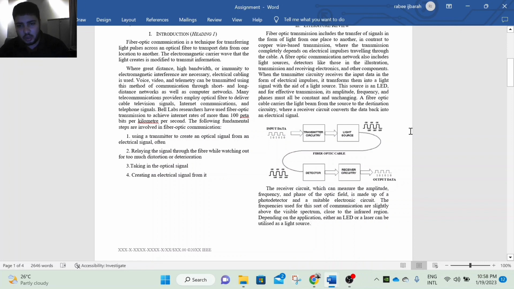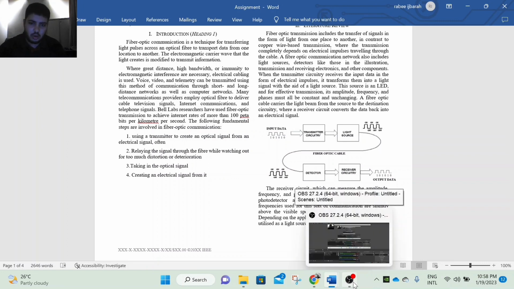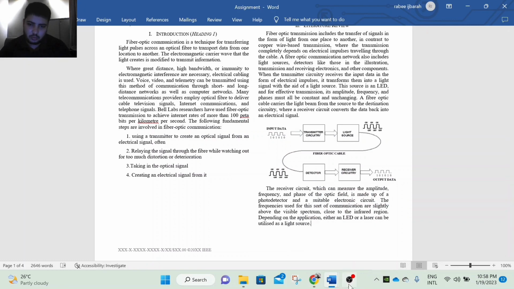The frequencies used for this sort of communication are slightly above the visible spectrum, close to the infrared region. Depending on the application, either an LED or a laser can be enlisted as a light source.